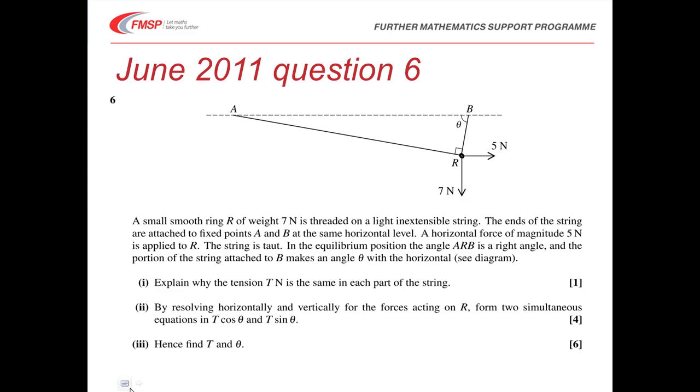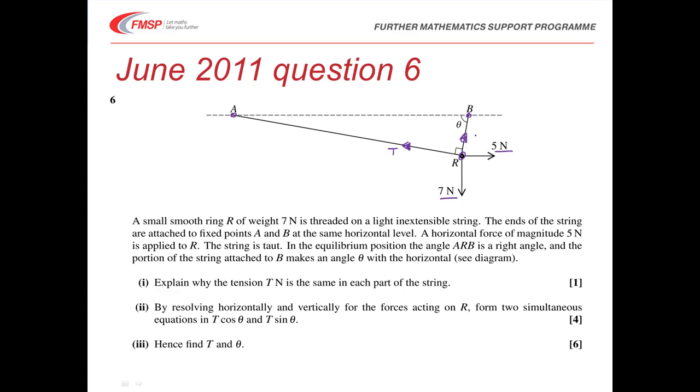Here's our first question. A small smooth ring R of weight 7 newtons is threaded on a light inextensible string. So here's the ring R on a string that runs from A to B. Its weight is downwards, 7 newtons, and it's pulled to the side by a force of 5 newtons, making the string tight and giving us the angle ARB of 90 degrees.